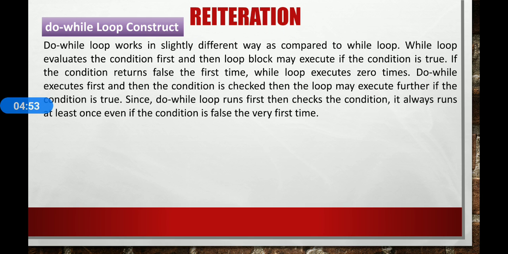Do while executes first and then the condition is checked. Then the loop may execute further if the condition is true. Since the do while loop runs first and then checks the condition, it always runs at least once, even if the condition is false the very first time.